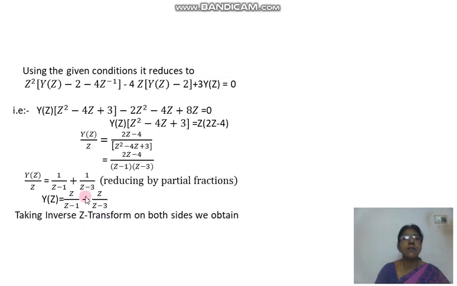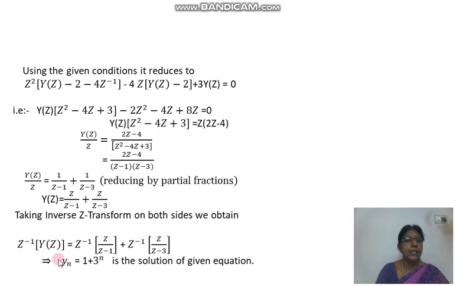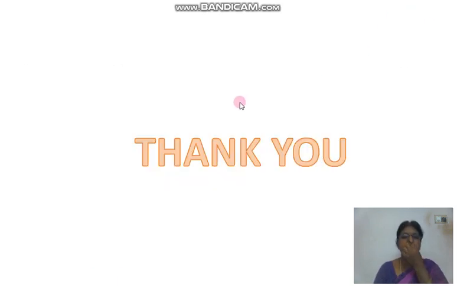Take the inverse transform on both sides. You get z inverse of Y of z is z inverse of z by z minus 1 plus z inverse of z by z minus 3. Now you get y_n is equal to, this one value is 1, plus, here it is 3. This is 1 plus 3 power n, the solution of the given equation. Okay, thank you.